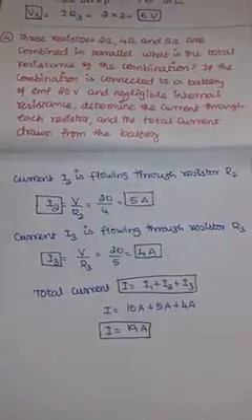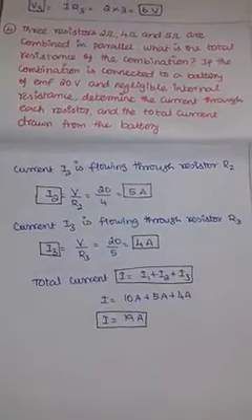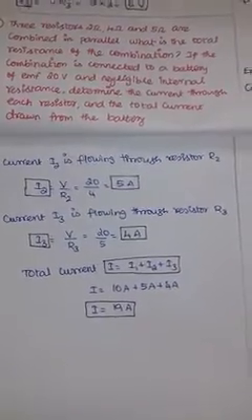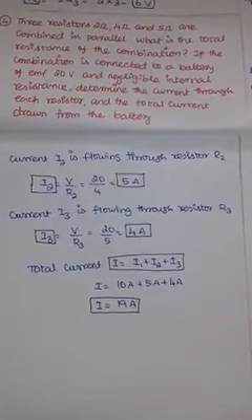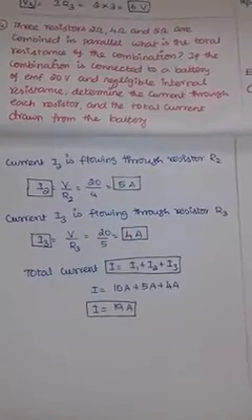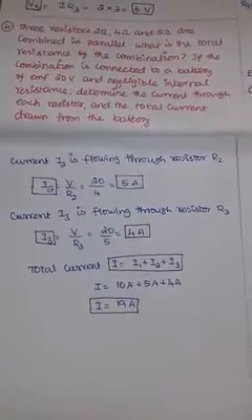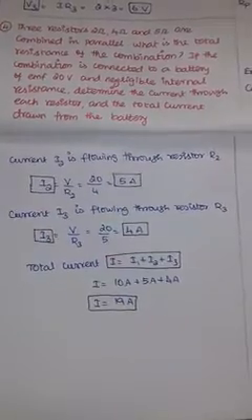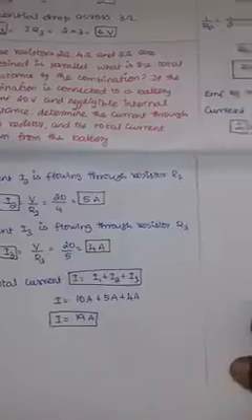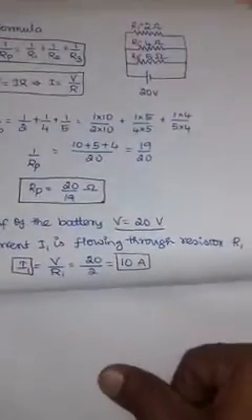Moving on to the next problem. The three resistors 2 ohm, 4 ohm and 5 ohm are combined in parallel. What is the total resistance of the combination? If the combination is connected to a battery of EMF 20 volt and negligible internal resistance, determine the current through each resistor and the total current drawn from the battery. So here also they are asking about parallel.